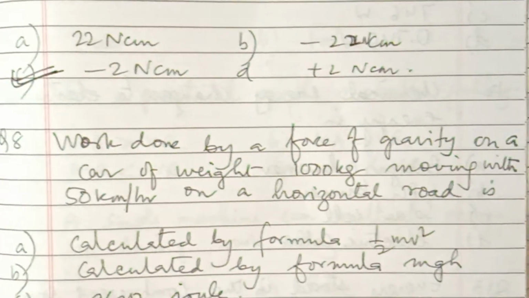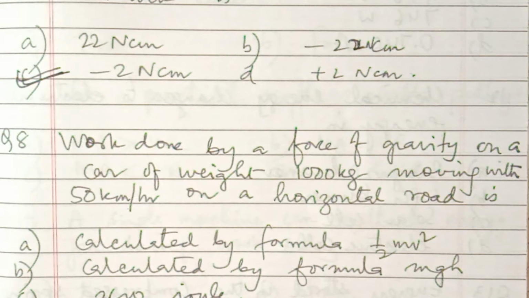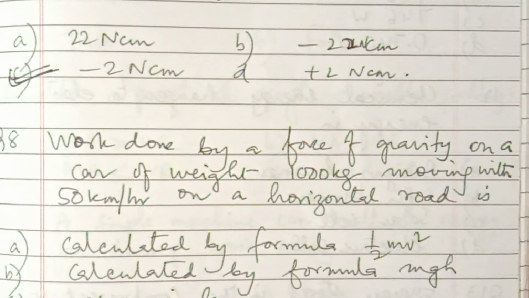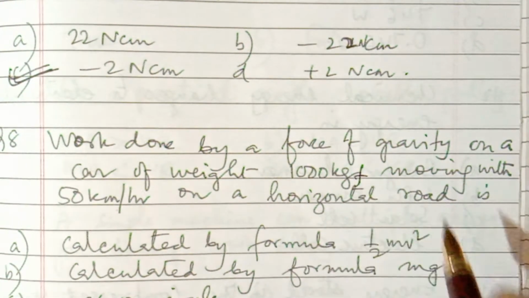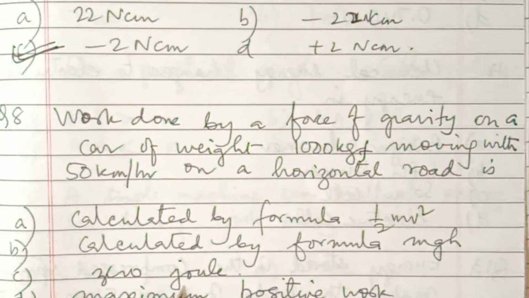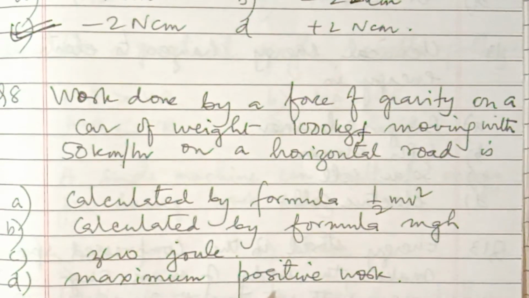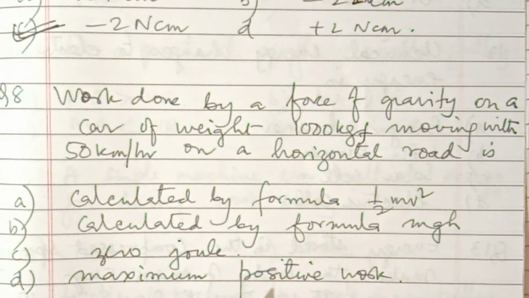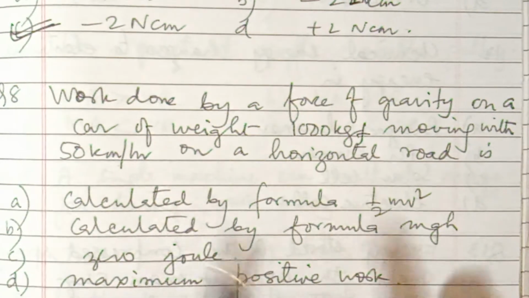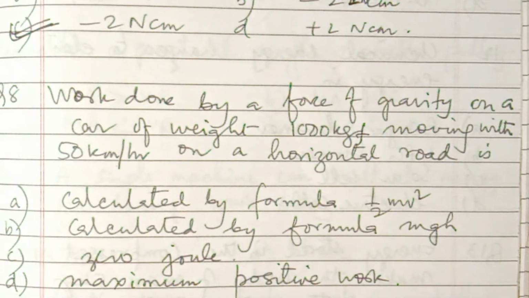Next is the work done by a force of gravity on a car of weight 100 kgf moving with 50 km per hour on a horizontal road. Options: calculated by formula half mv square, calculated by formula mgh, 0 joule, and maximum positive work. So how to find the work done by the force of gravity?